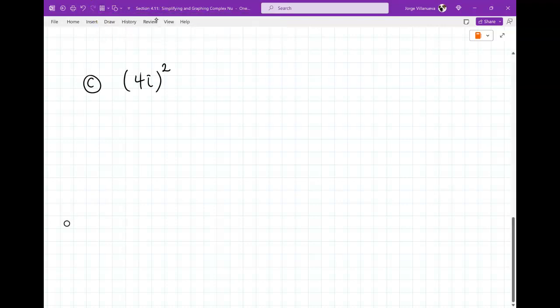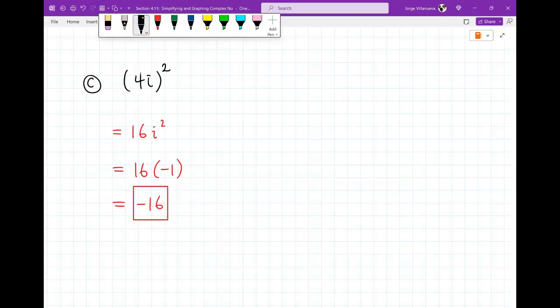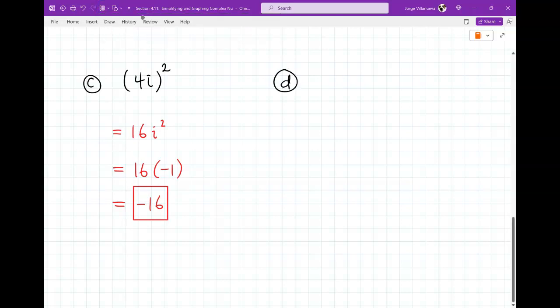So part C, the quantity 4i squared. So 4i squared. Well, what's 4 squared? 16. And what's i squared? Well, negative 1. I'm going to write it first, i squared, but that is negative 1, right? So my answer is negative 16. What do you guys think so far? Not a bad deal so far, hopefully, right?